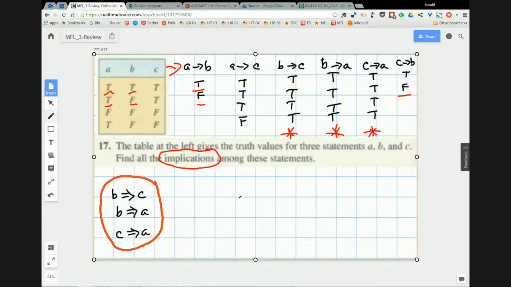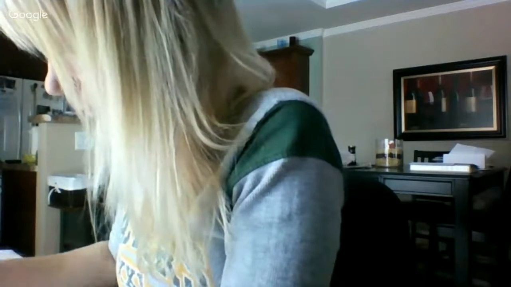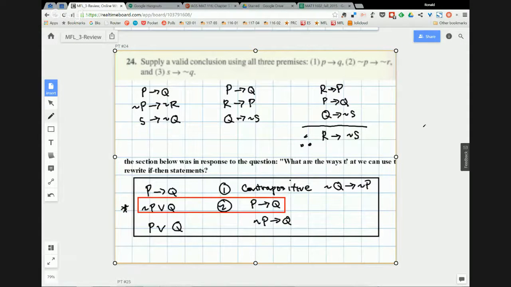Okay. Your next question was what? Practice test 24. Yes. So here's 24. It says supply a valid conclusion using all 3 of these premises. Okay, so I copied them down over here on the left. That's just a copy of what's up here in the problem.